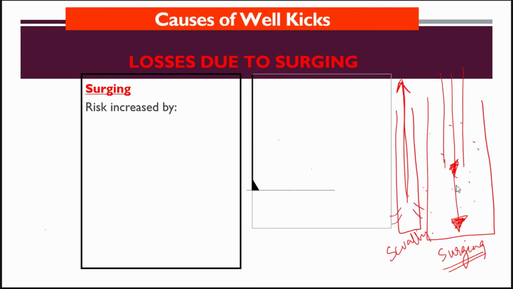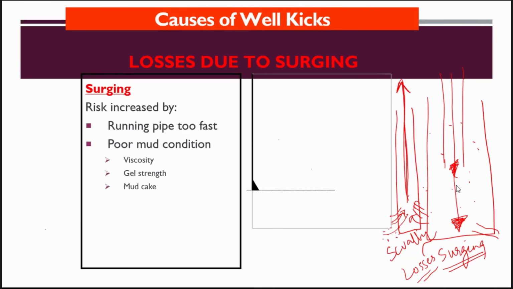If you apply too much pressure on the formation and you exceed the formation pressure, what will happen? Losses will happen. And if you are going up with high speed, what can happen? A vacuum-like effect, it will swab. If gases are there in the formation, they will be swabbed in because of this vacuum effect. So there are losses due to surging if we are running pipe too fast, and if our mud condition, its viscosity, gel strength, mud cake strength, is not good, or we have a balled bit or stabilizer, then we can have losses due to surging.